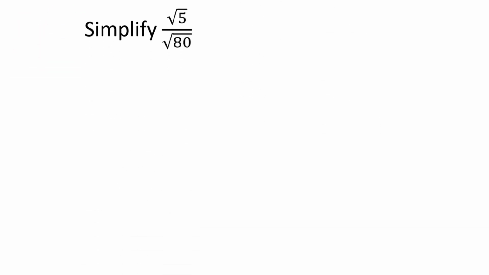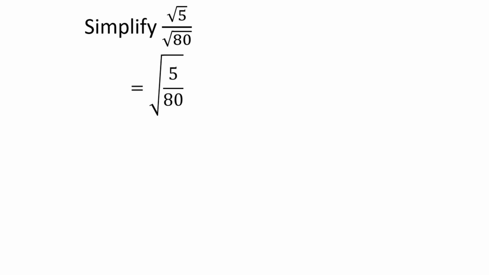Let's try another one. We have the square root of 5 divided by the square root of 80. This one is written as two separate square roots, but it might be useful to rewrite it as one single square root of the square root of 5 over 80 to allow us to reduce our fraction. Both numerator and denominator are divisible by 5, so this can be simplified as the square root of 1 over 16.